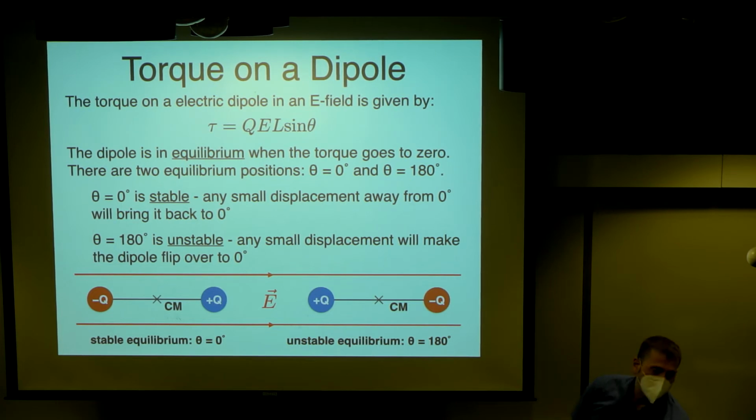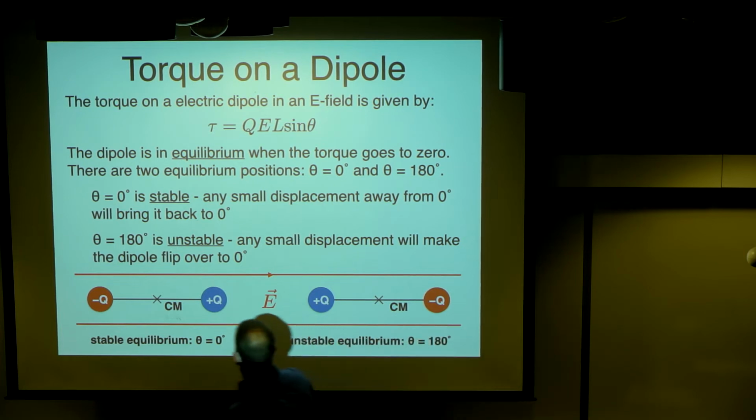Also, same goes for 180, right? Sine of 180 is equal to 0. So if you plug in 180 to this formula, you also get 0 torque out of that. Okay, so this is what it looks like. Let me just show you when theta is equal to 0.